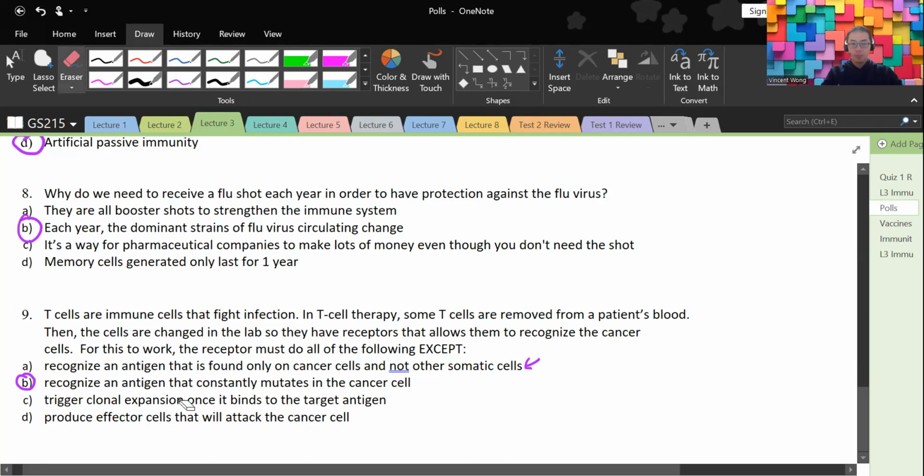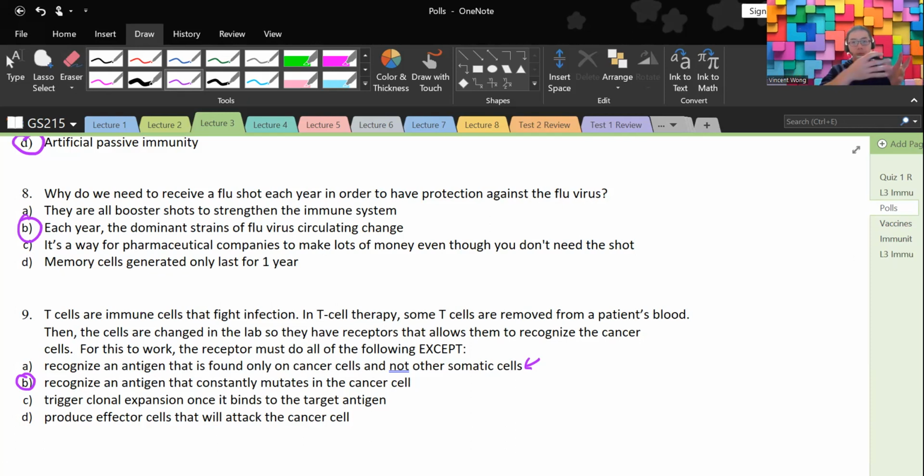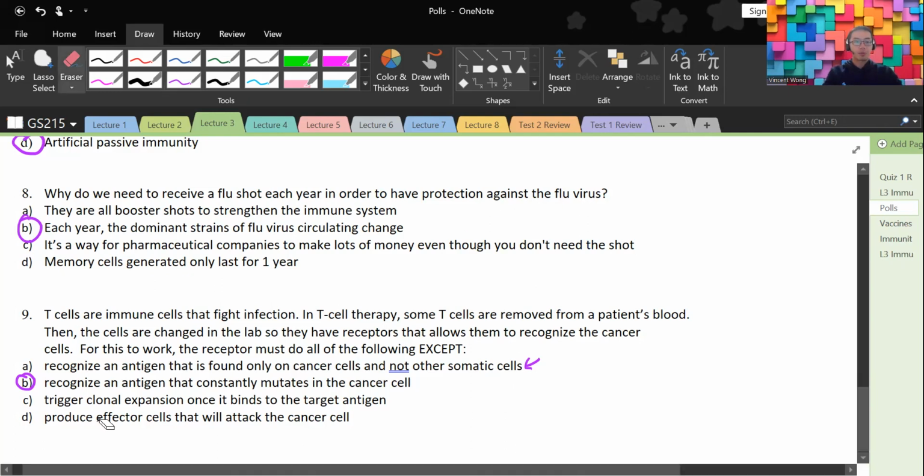Trigger clonal expansion, we need that, right? Because clonal expansion is creating a large pool of that effective cell, and it will become the effectors afterwards and produce effectors that will attack cancer cells. Of course, you want that to happen as well. So the answer is B.